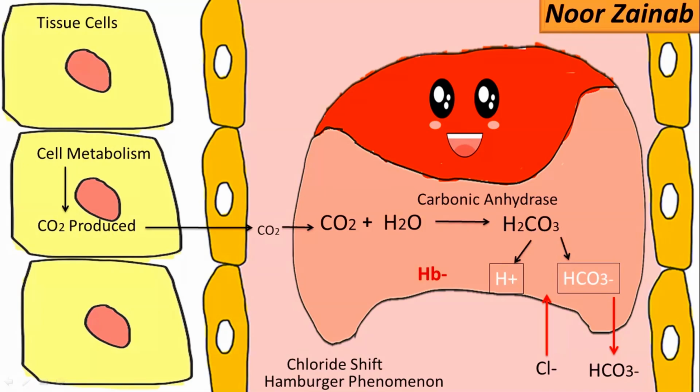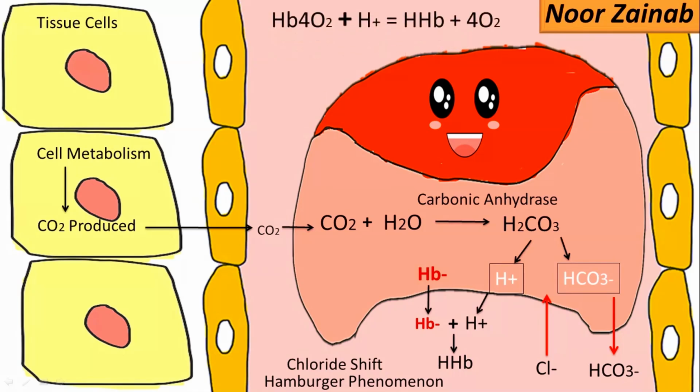The hemoglobin will buffer the hydrogen formed; that is, the hemoglobin will react with H plus ions to form a molecule known as hemoglobinic acid, or HHb. In this way, the hydrogen ions in our red blood cell react with the hemoglobin to form hemoglobinic acid, whereas the bicarbonate ions, HCO3 minus ions, came outside of our red blood cells. The chloride ions will take the position of the bicarbonate ions, and this phenomenon is known as chloride shift or Hamburger phenomenon.